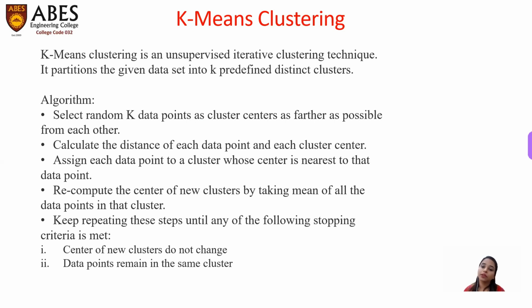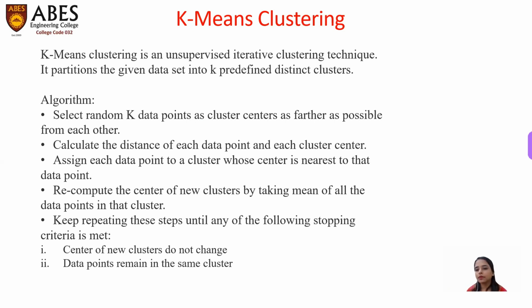After that, we recalculate the center of the newly formed clusters. In the first step, we divide the data into K number of clusters. Then we recompute the center of each cluster by taking the mean of all those data points which are in the same cluster. Then we recompute the distance of all data points from the centers of all clusters. Then we reassign data points to the new clusters.